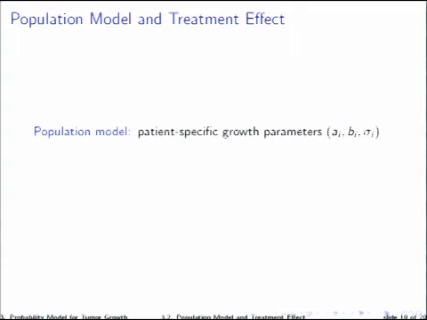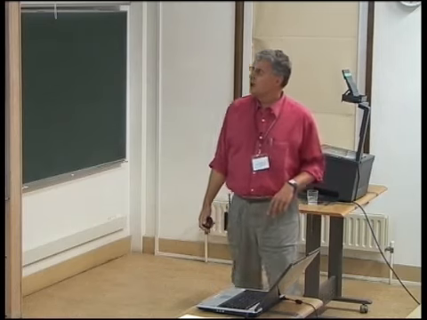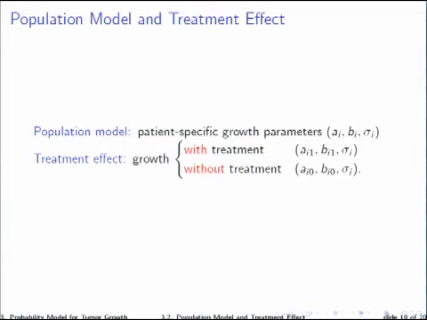That was a traditional model for tumor growth for one patient. We have many patients. So what we are going to do now is extend it to a population model. So the A, B, sigma get an index i for the i-th patient. And we want to have different tumor growth, hopefully, for patients under treatment and patients under placebo. So I have A and B indexed with 1 for treatment and indexed with 0 for no treatment.